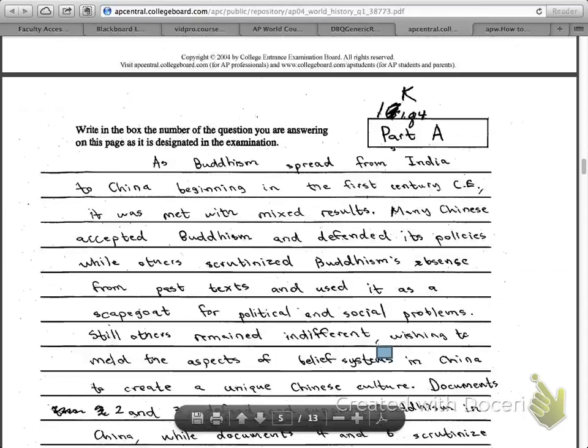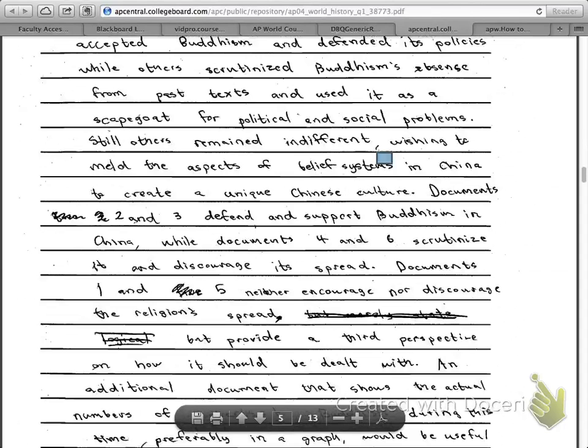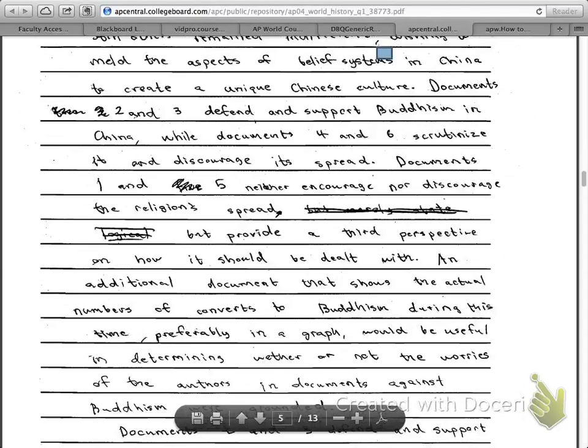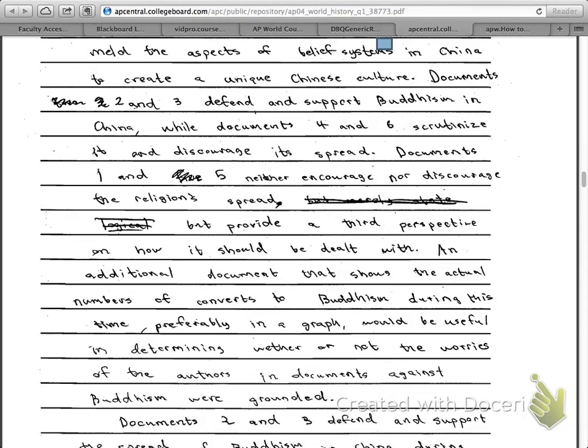She includes the additional documents at the end of the first paragraph. So you see, an additional document that shows the actual numbers of converts to Buddhism during this time, preferably in a graph, would be useful in determining whether or not the worries of the authors and documents against Buddhism are grounded. Now, where do I say you should put that paragraph? Last, at the end. Good.